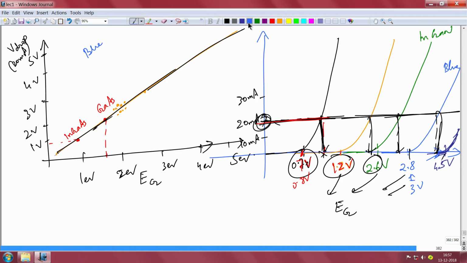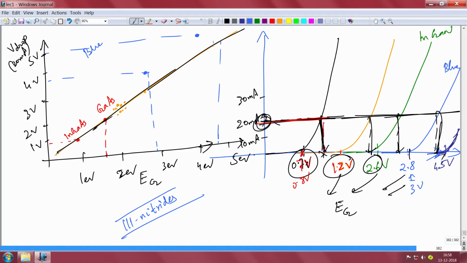So blue actually will be here. You should ideally get 2.8, the band gap should be 2.8 or 2.9 electron volt, but you are in fact dropping more than 3 volt to get the same. Similarly, AlGaN at 4.5 eV band gap, but the voltage that you have to drop is more than 5 volt here. So for III-nitrides, the voltage that you have to drop is actually more than the equivalent band gap by q, okay.